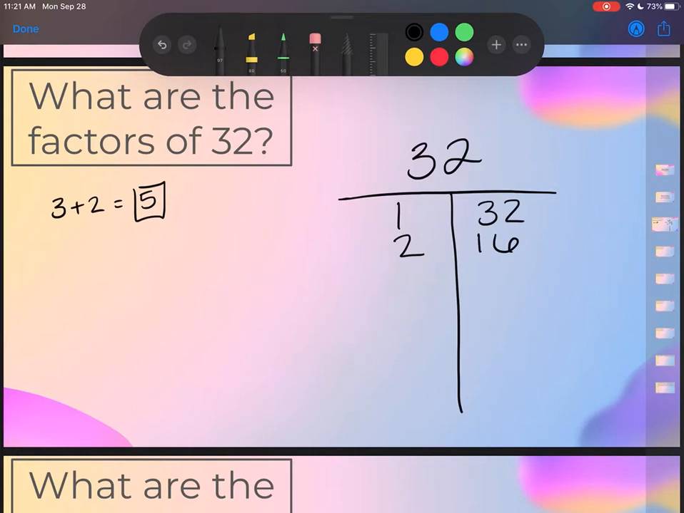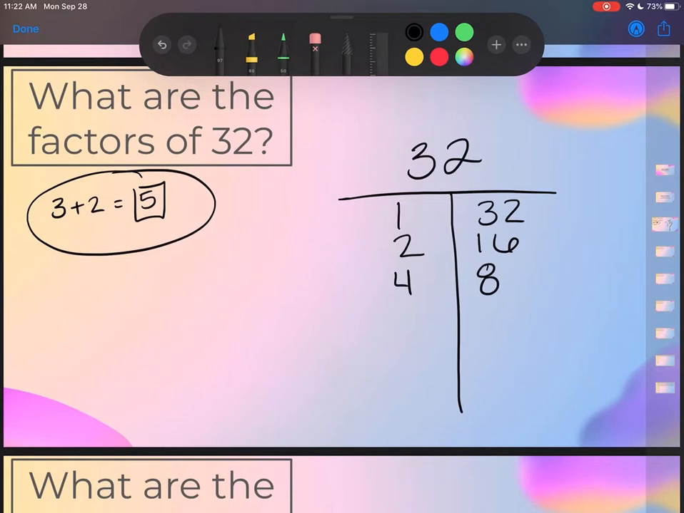What about 4? If I think about my math facts, I know that 4 times 8 is 32, right? Now, what about 5? Remember, think about your divisibility rules. In order for a number to be divisible by 5, it's got to end in a 5 or a 0. Well, 32 ends in a 2, right? So it's not divisible by 5. What about 6? In order for a number to be divisible by 6, it has to meet the rules for being divisible by 2 and 3. Well, remember when we did 3? 32 wasn't divisible by 3, so it's not going to be divisible by 6.